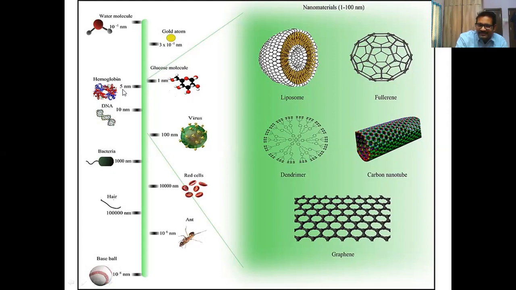Hemoglobin, the important constituent in the blood, is 5 nanometers in size. The DNA is 10 nanometers. And the virus, even the COVID virus that we are talking about, is 100 nanometers. Bacteria is somewhat bigger, at 1000 nanometers. More than 1000, we normally call it a micrometer.